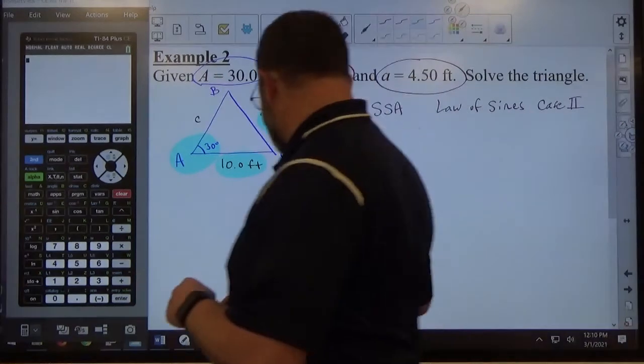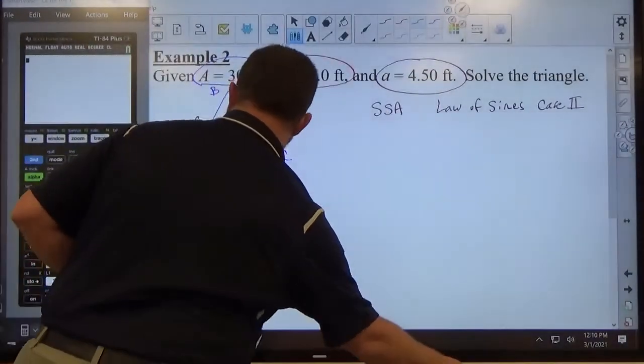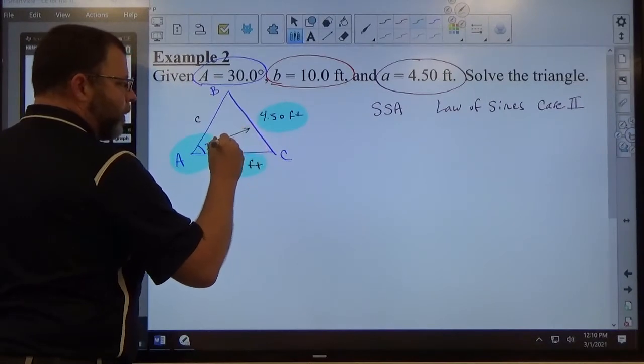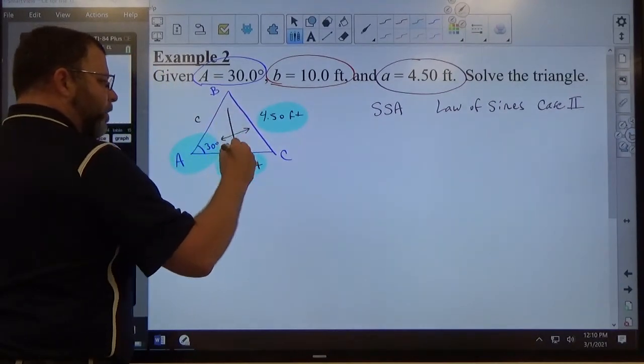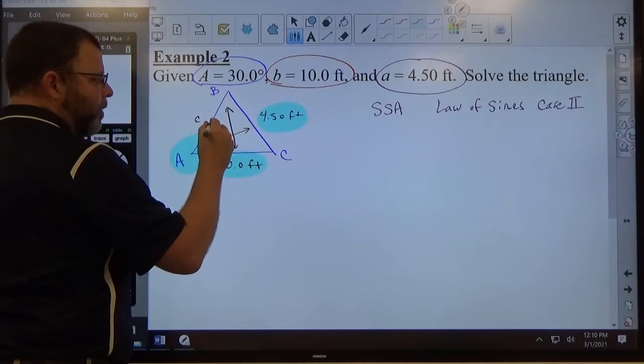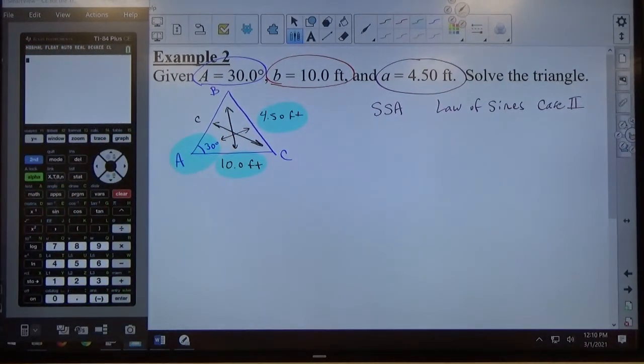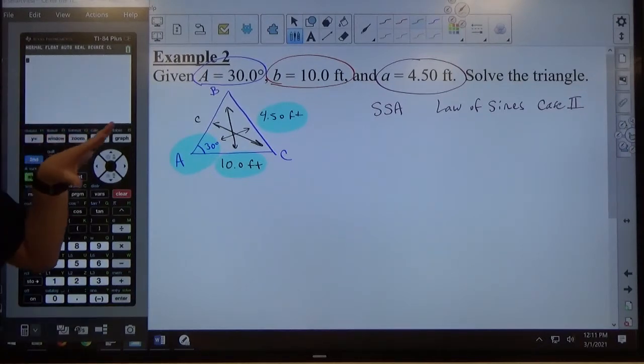So if you take a look at the picture here, this angle and this side correspond to one another. This angle and this side correspond to one another, and then this angle and this side correspond to one another, right? Notice the C's. Do I know what side C equals? Do I know angle C? So if I make a proportion with C over sine of C, that's not going to be helpful at this point.